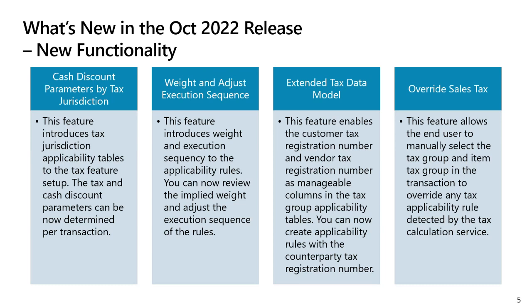The second one is the weight and adjust execution sequence. This feature makes the weight and the execution sequence of the applicability rules visible to the user. So the user can now adjust the execution sequence of the rules which were equally weighted.